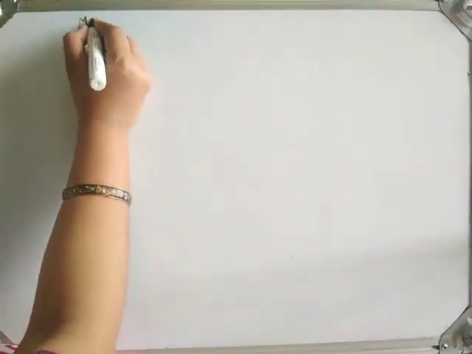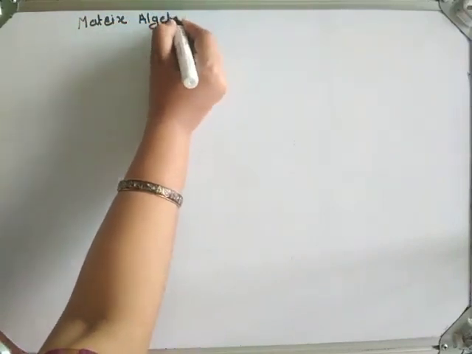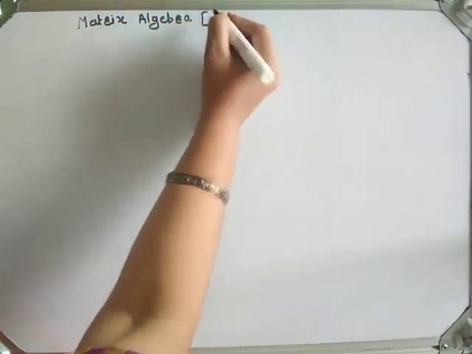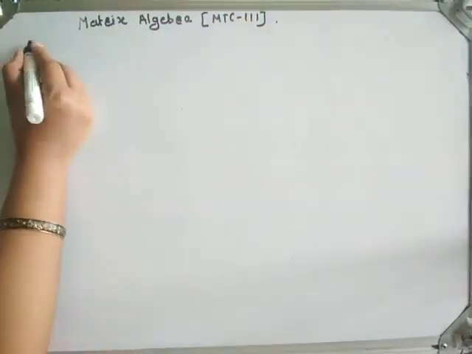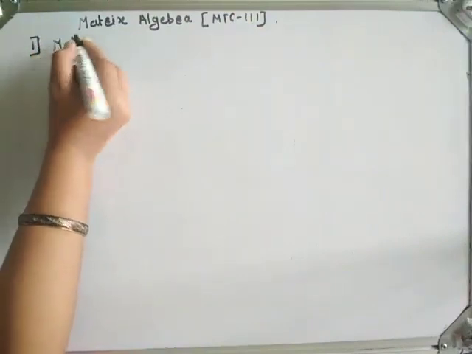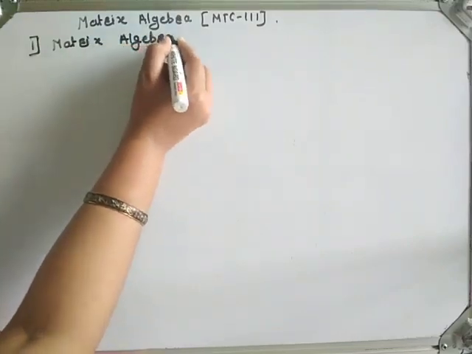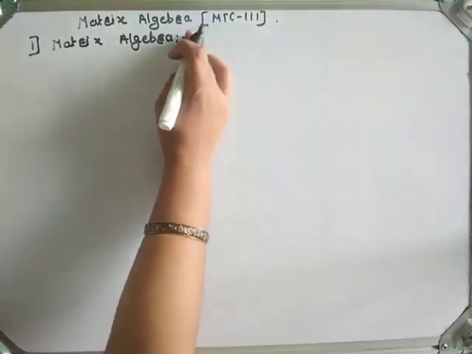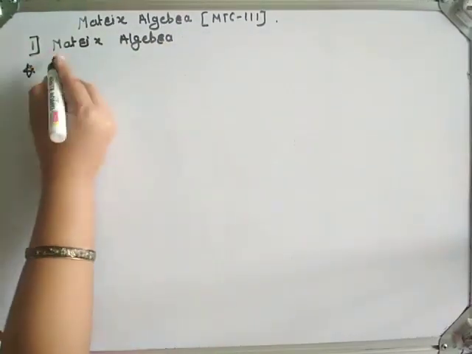Hello students, today we are going to start mathematics paper first, matrix algebra. Its code is MTC111. First chapter is matrix algebra. First topic is matrices.